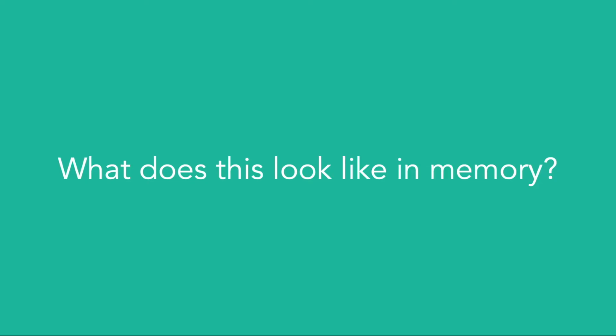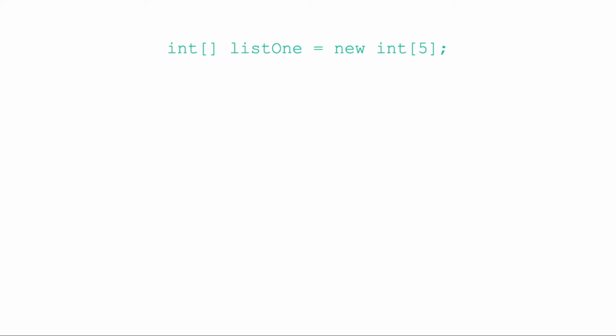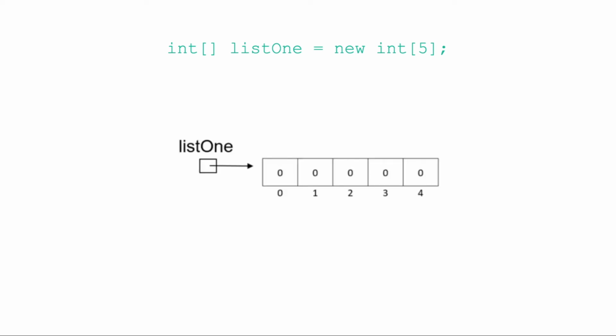What might this look like in memory? Let's create an array of type integer called list1 with a length of 5. In memory, we have a variable called list1 with a reference pointing to an array with 5 positions. You can see that all elements have been initialized to 0 as this is an array of type integer and the keyword new was used to create it.